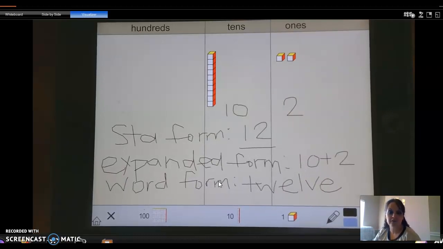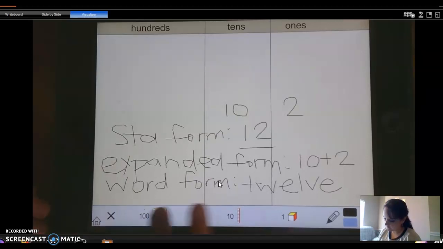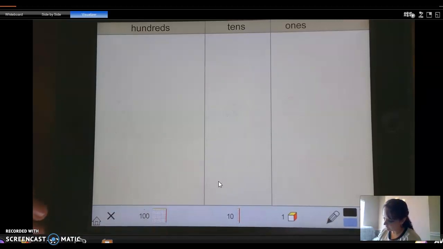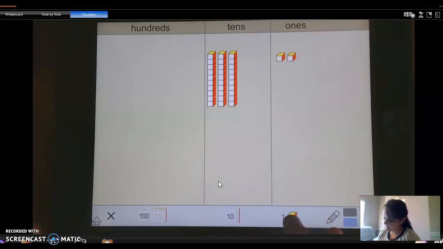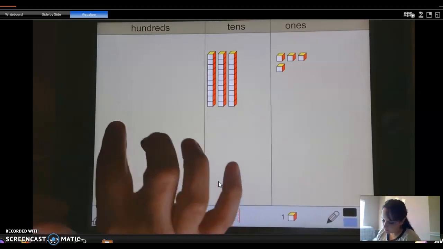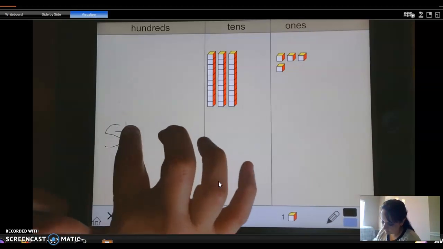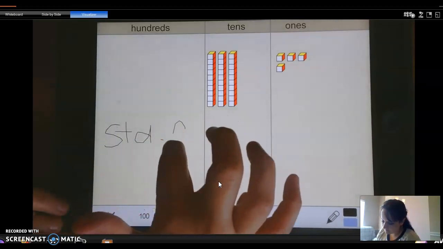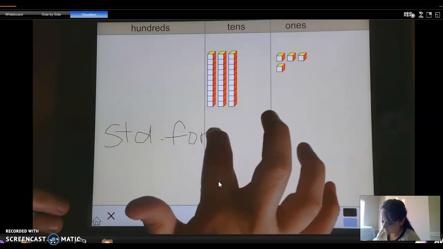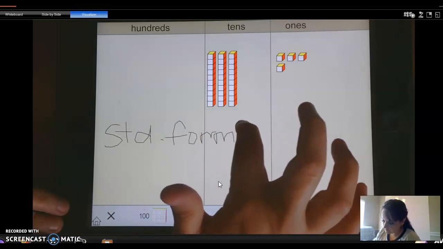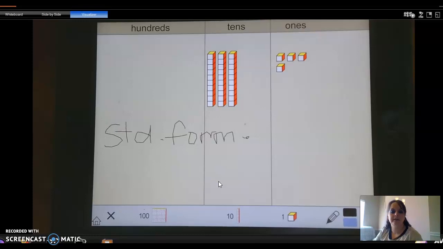Let's see, we're going to start with a smaller number. Let me delete what I wrote. Okay, let's build a number 34. Boys and girls, I want you to take a minute on your paper to write that number in standard form. Write the number 34 in standard form for me. Ready? Begin.